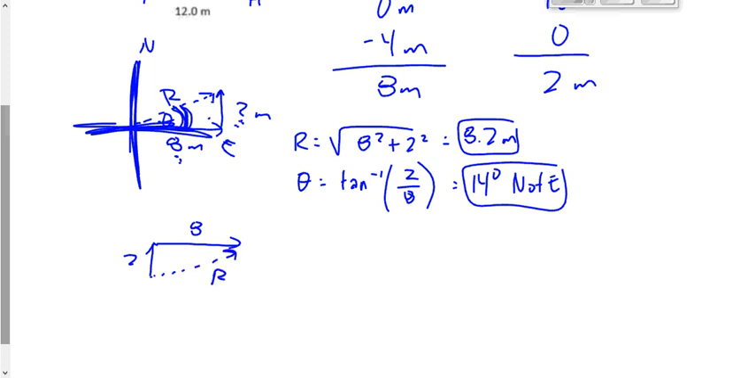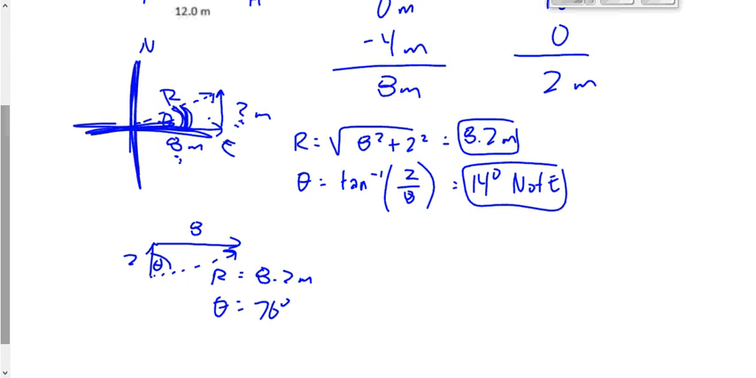If I solve for R, it sure enough works out to be 8.2 meters. But theta, if I did the inverse tan function, would actually work out to be 76 degrees. But it wouldn't be 76 degrees north of east. It would be 76 degrees. Yep.